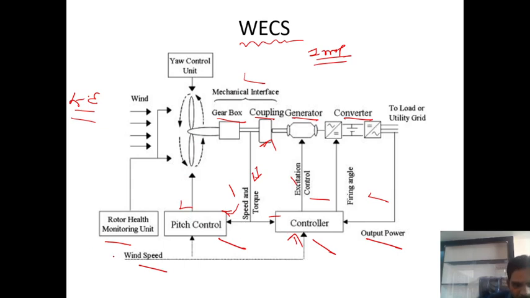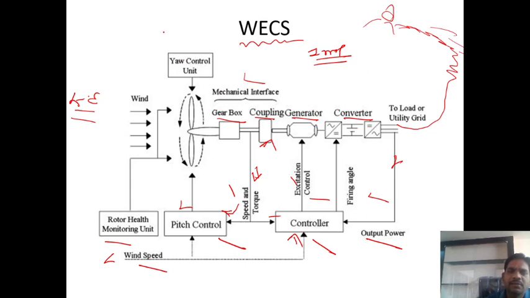Then what about the wind speed? This data is also controlled with the help of the controlling unit. Then comes the conversion of electricity by the converter, we know conversion of AC to DC or DC to AC. Then the power goes to the load or utility grid, and some of the power is supplied to the controller for operating purposes. After the generation of electricity, we can transfer it to different locations, guys.